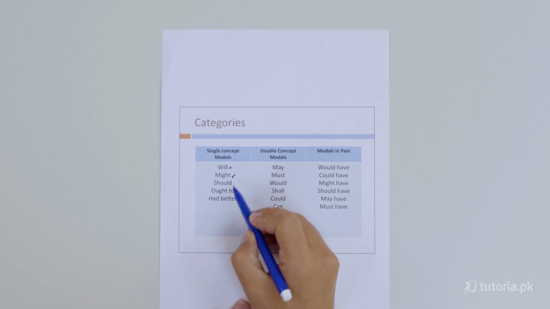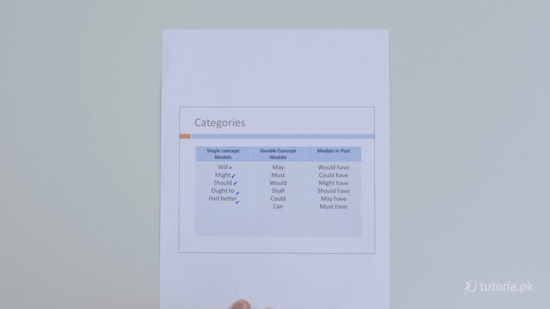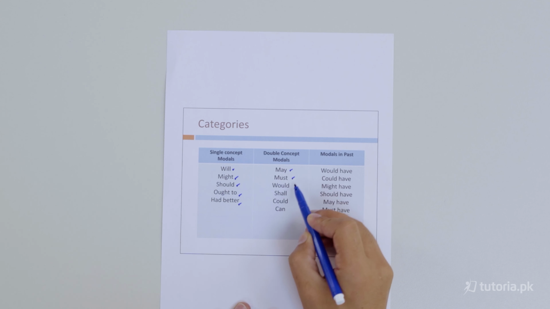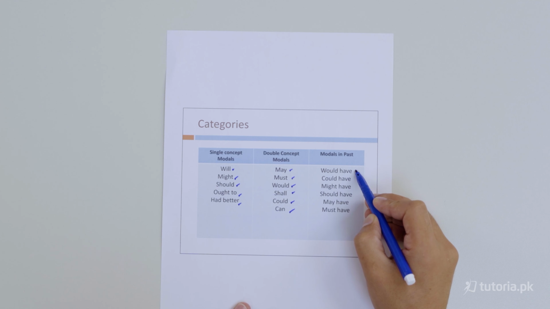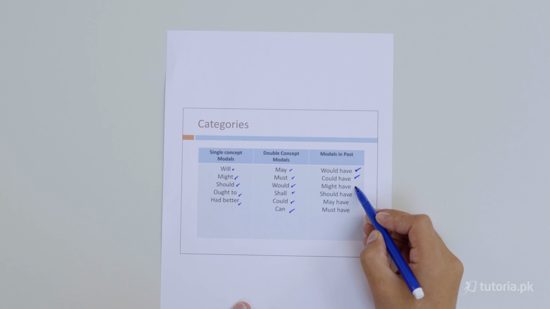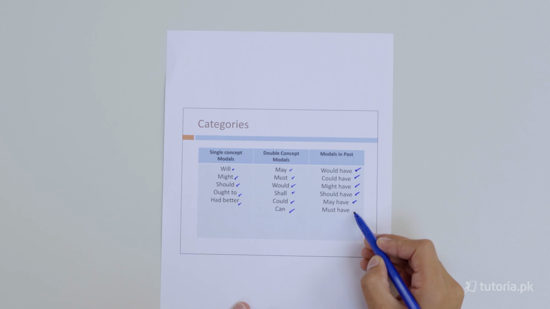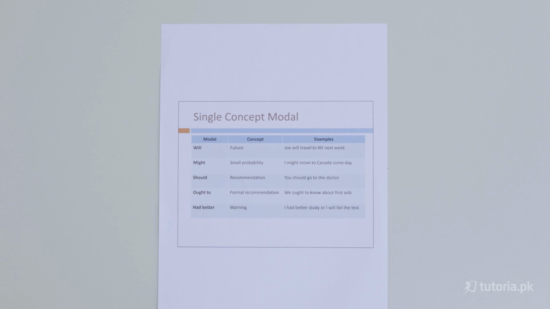Single concept modals are will, might, should, ought to, had better, may, must, would, shall, could, and can. And past modals are would have, could have, might have, should have, may have, and must have. You can clearly see that the past modals must have the word have with them. Now let's discuss those categories one by one. The first one is single concept modal.